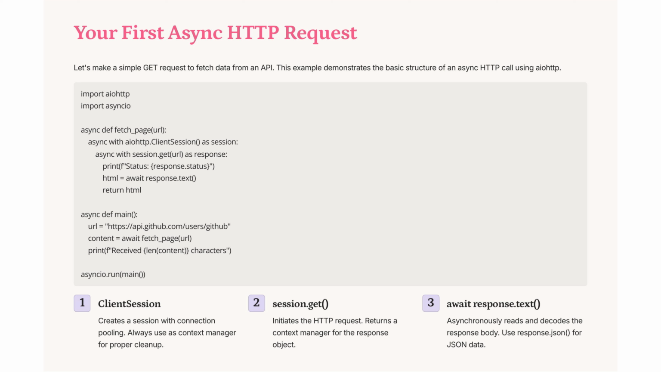To make an asynchronous HTTP request, use aiohttp. Create a client session for connection pooling. Use session.get to initiate the request. Await response.text to read the response body. For JSON, use response.json. This example fetches data from GitHub's API, demonstrating efficient asynchronous operations with aiohttp.